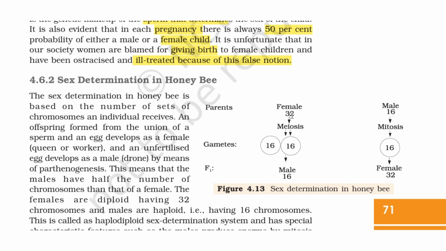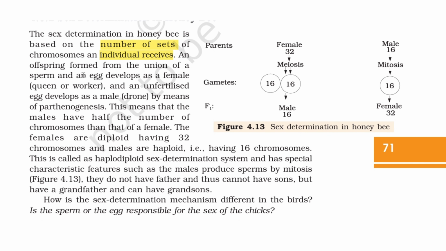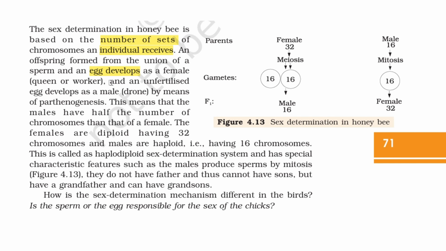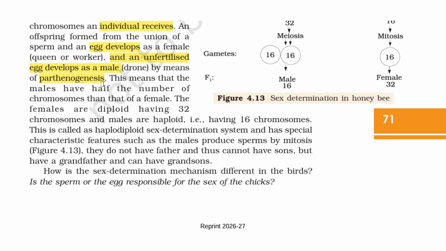Sex determination in honeybee. The sex determination in honeybee is based on the number of sets of chromosomes an individual receives. An offspring formed from the union of a sperm and an egg develops as a female, queen or worker, and an unfertilized egg develops as a male, drone, by means of parthenogenesis. This means that the males have half the number of chromosomes than that of a female. The females are diploid having 32 chromosomes and males are haploid, i.e., having 16 chromosomes.